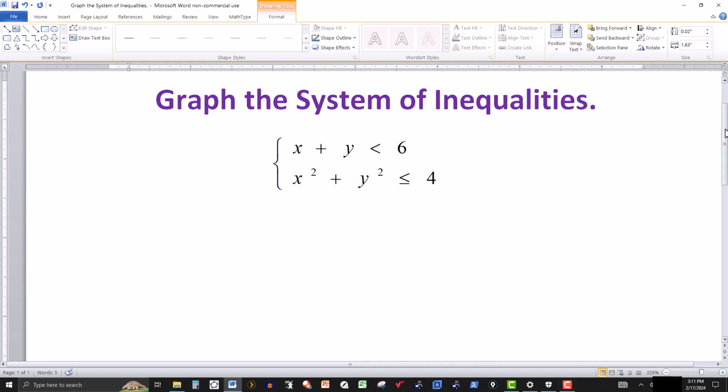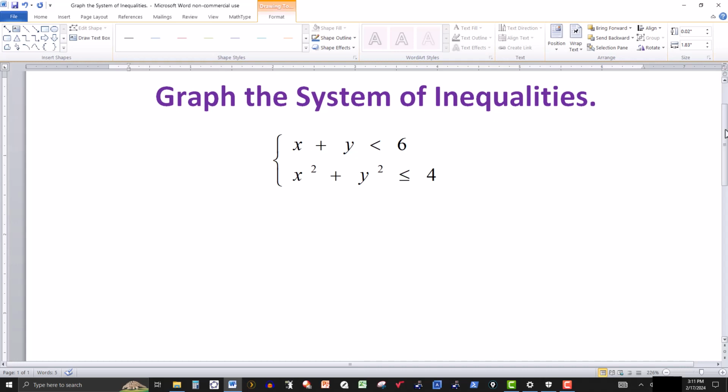So we start off by first finding the boundary of each region. For x plus y less than 6, notice it has less than and doesn't have the equals. The boundary for that one is going to be a line, x plus y equal to 6. Now for the second one, x squared plus y squared less than or equal to 4, the boundary would be x squared plus y squared equal to 4. That would be a circle centered at the origin of radius 2.